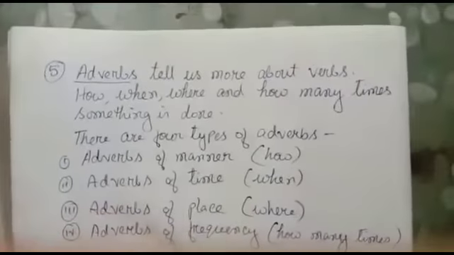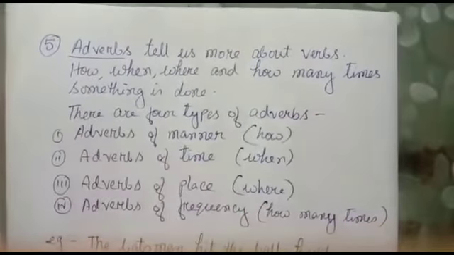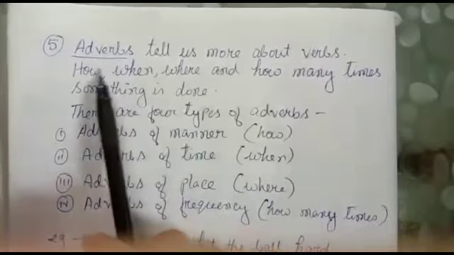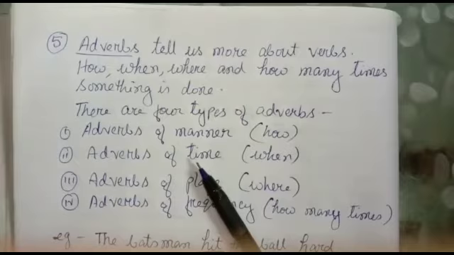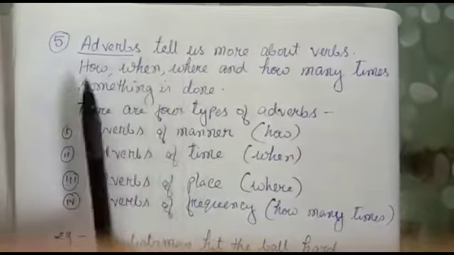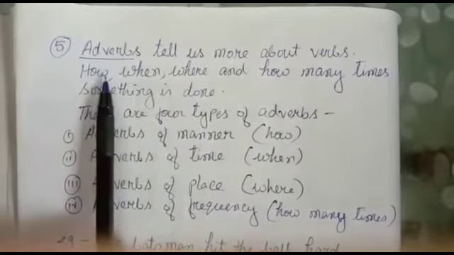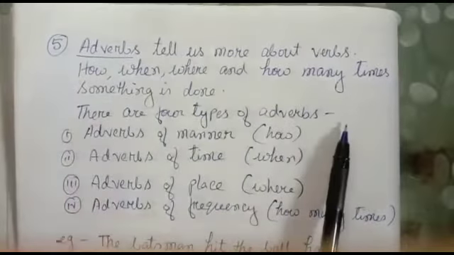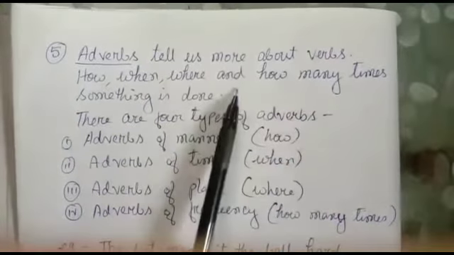Next, I will discuss adverbs. Number 5 is adverbs. Adverbs tell us more about verbs. Adverbs tell something more about verbs. Verbs are all action or doing words. Adverbs tell how, when, where, and how many times something is done. These are adverbs.